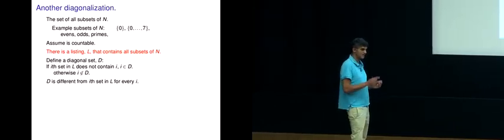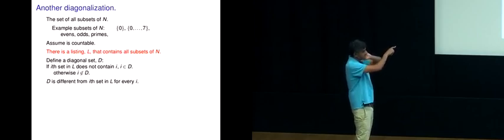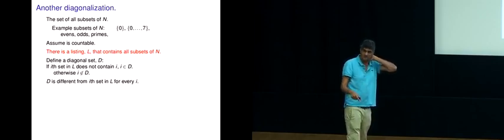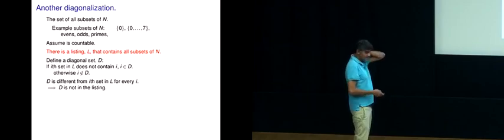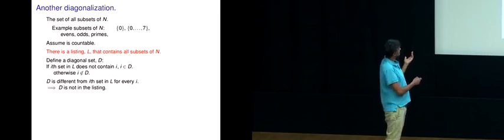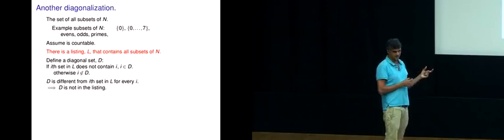So D is different from the ith set in L for every i. This is the same argument again, because that's by construction. I'm defining D with respect to the list. I'm using the list to define the subset of the integers. So D is not in the listing, right? Because if D was in the listing, it would be at some position i. Whatever set is in that position, if it contains i, then D would not contain i. Otherwise, if it does not contain i, it's just switched. They differ on whether or not they contain i.